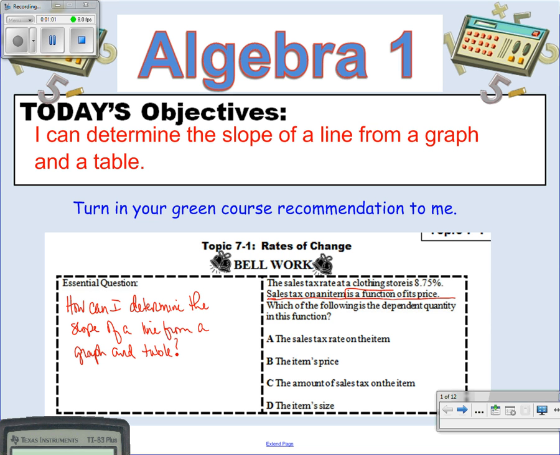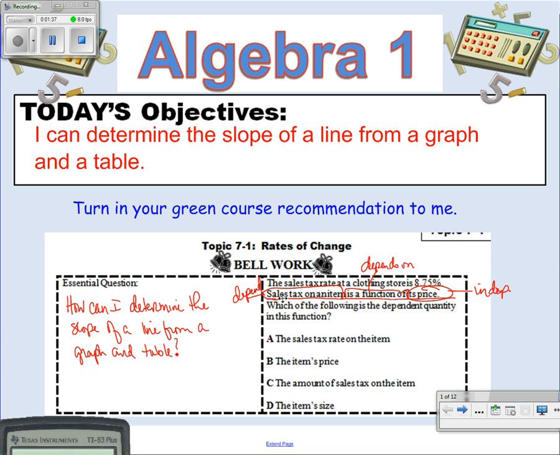recall, is a function of is another way of saying depends on. And then what comes in front of that is our dependent. And what comes after it is our independent. We've talked previously, D comes before I in the alphabet. So our dependent comes before our independent when it's stated in a sentence using is a function of or depends on. So which of the following is our dependent quantity?